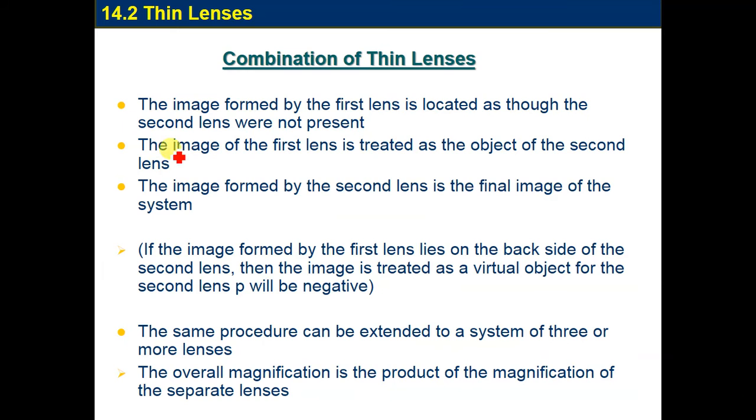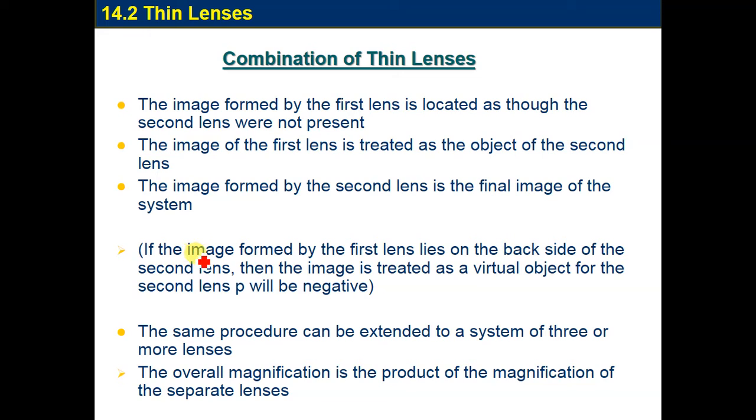microscope. So the image formed by the first lens is located as though the second one is not present. The image of the first lens is therefore treated as the object for the second lens. The image formed by the second lens is the final image that we see.